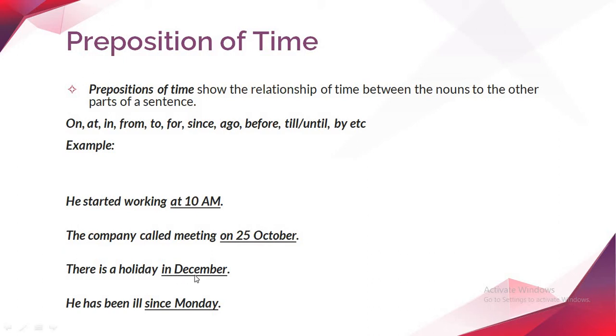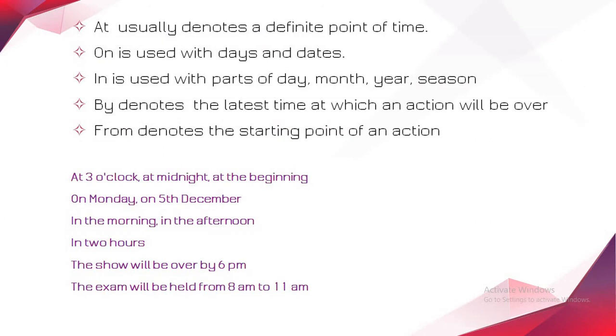There is a holiday in December. He has been ill since Monday. So preposition of time we use in different contexts in order to highlight the time, date, day, or month or year. And some of the examples of preposition of time are on, in, at, to, from, for, since, ago, before, till, until. So this is the preposition of time.